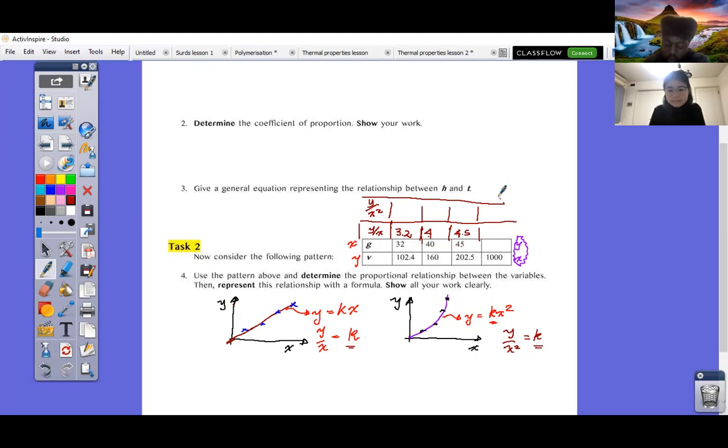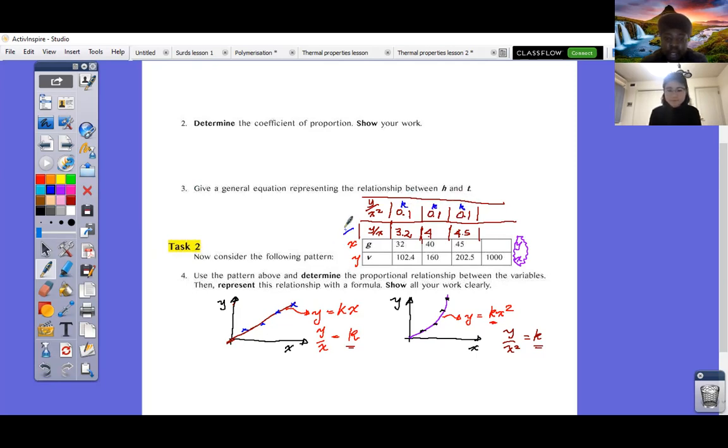So then I say 102.4 divided by brackets 32 squared, because that's my x squared. This gives me 0.1. And then I say 160 divided by 40 squared. This also gives me 0.1. And then I do 202.5 divided by 45 squared. This also gives me 0.1. So now the constant I'm getting is the same. This is my constant, k, in each of these cases.